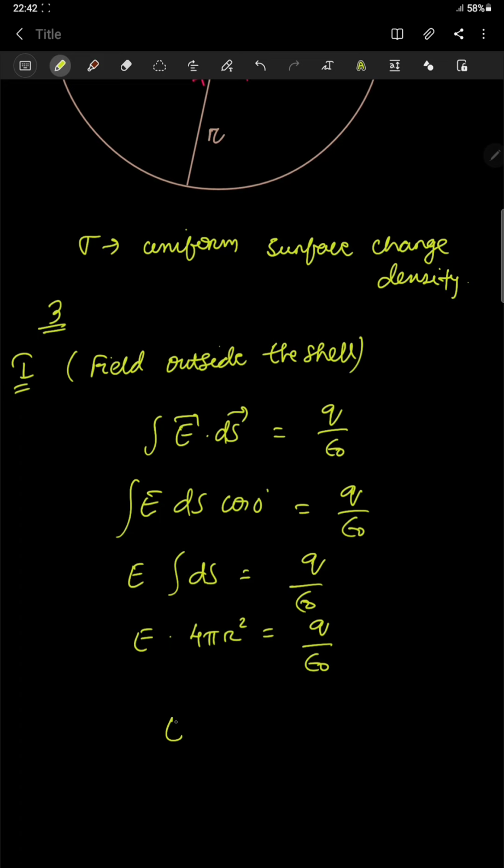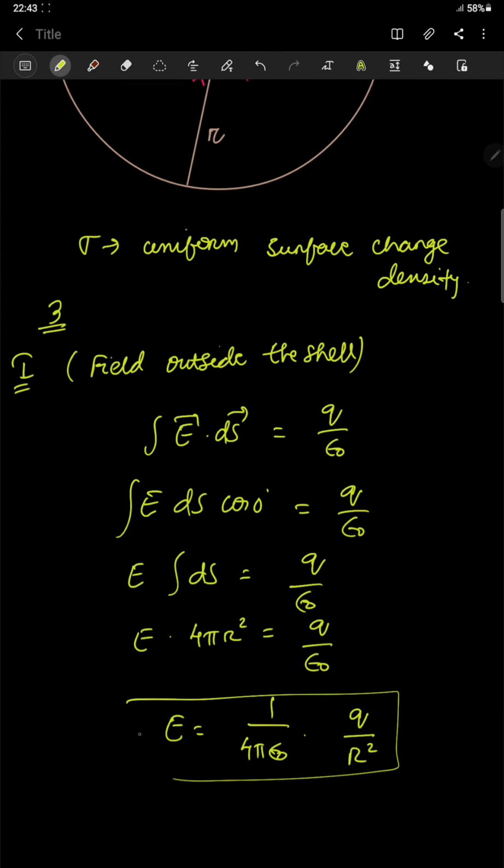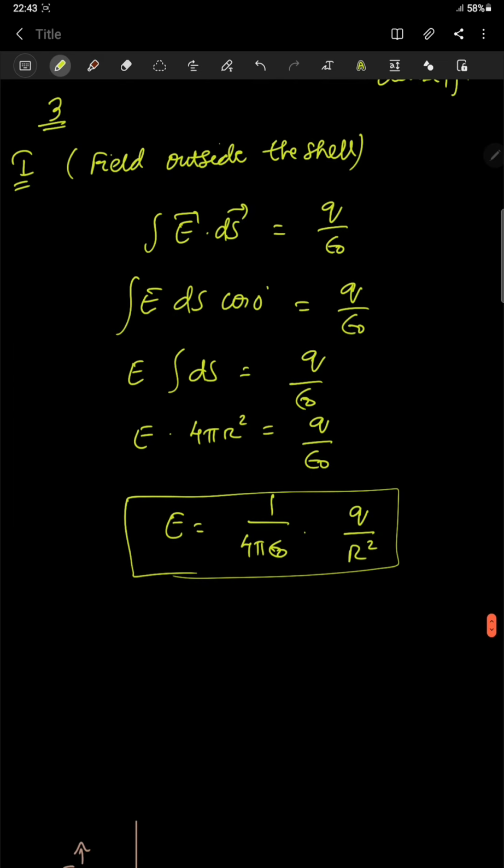Okay, so what will be the electric field? 1 by 4 pi epsilon naught into q by r square. So this is the expression for the field outside the cell. Now what happens when we are going to consider inside the cell?